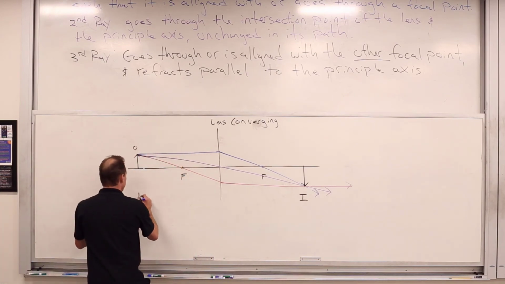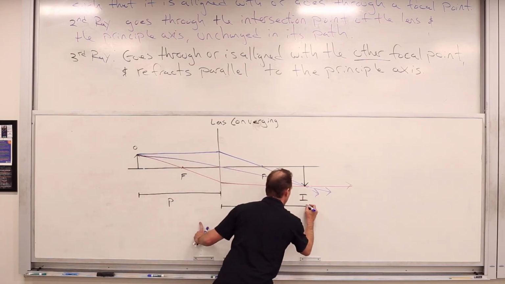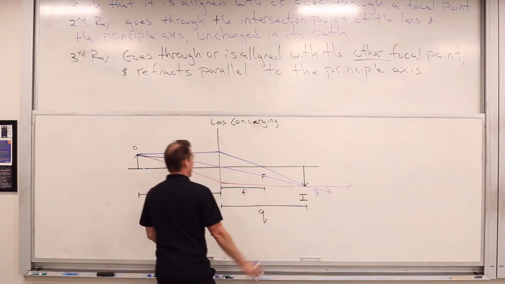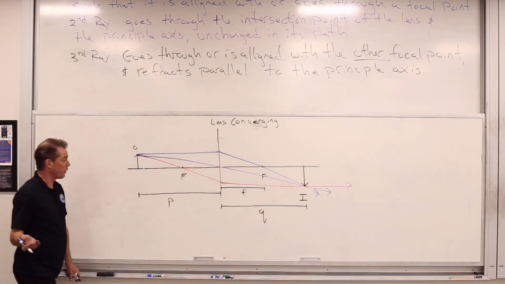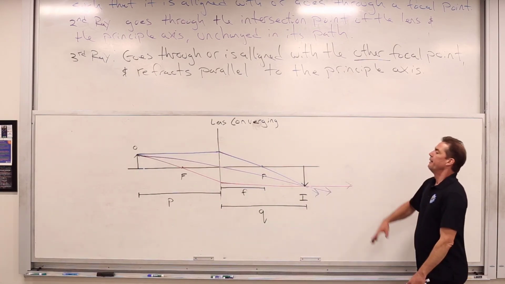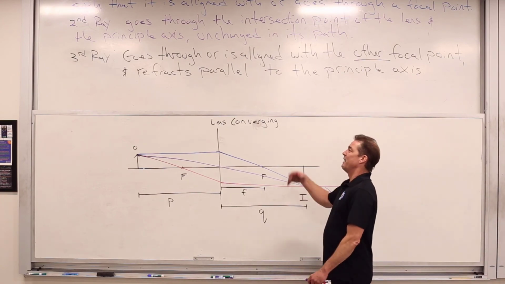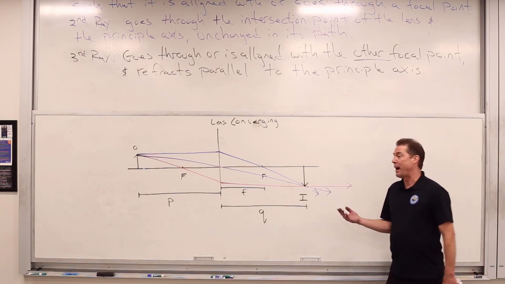We've got a P, we've got a Q, and we've got an F. And we will have 1 over P plus 1 over Q is equal to 1 over F, and the magnification is equivalent to negative Q over P. The sign of the magnification tells us whether it is inverted or upright. Negative magnification, inverted. Positive magnification, upright.